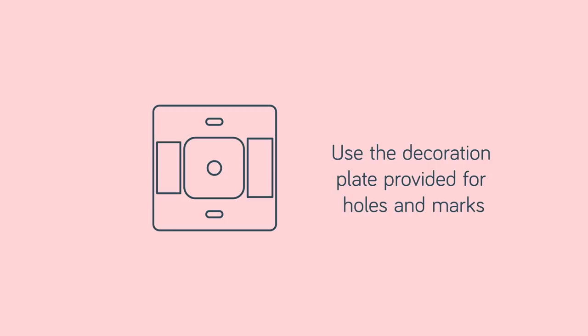Screw on the Hive Active Thermostat backplate using the screws and wall anchors provided. Use the decoration plate provided if there are holes and marks that will not be covered by your new backplate.